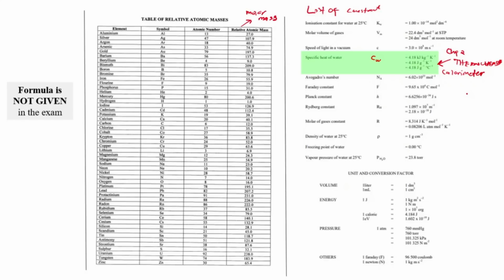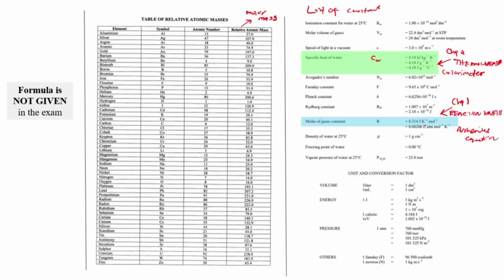Next, you'll also use the R value, the molar gas constant R. This value is used often in chapter 1, which involves reaction kinetics, particularly to solve problems related to the Arrhenius equation. The R value has the value of 8.314 joule per Kelvin per mole.